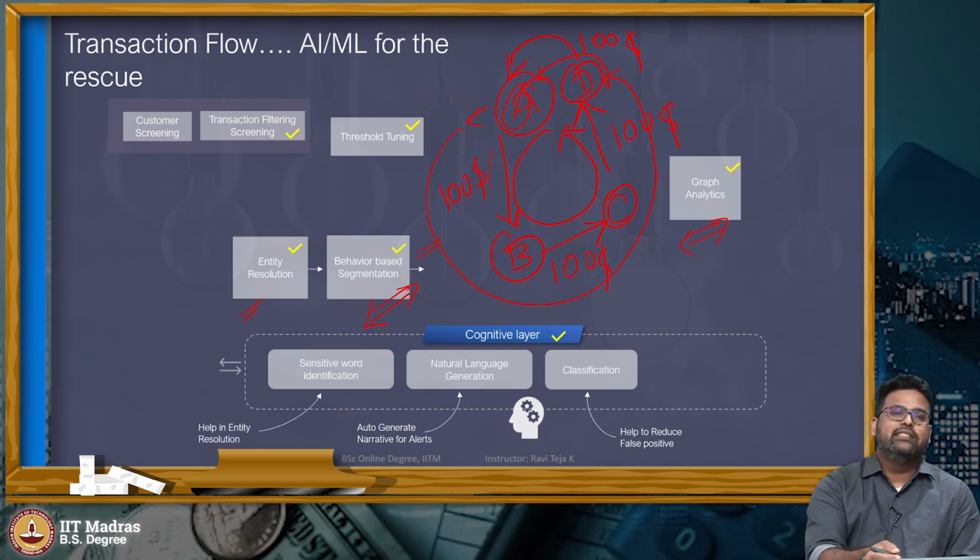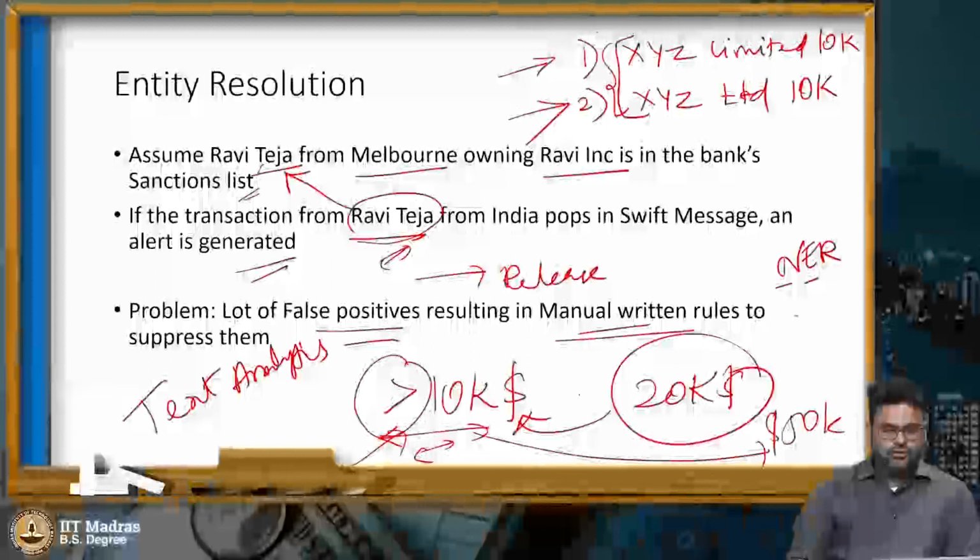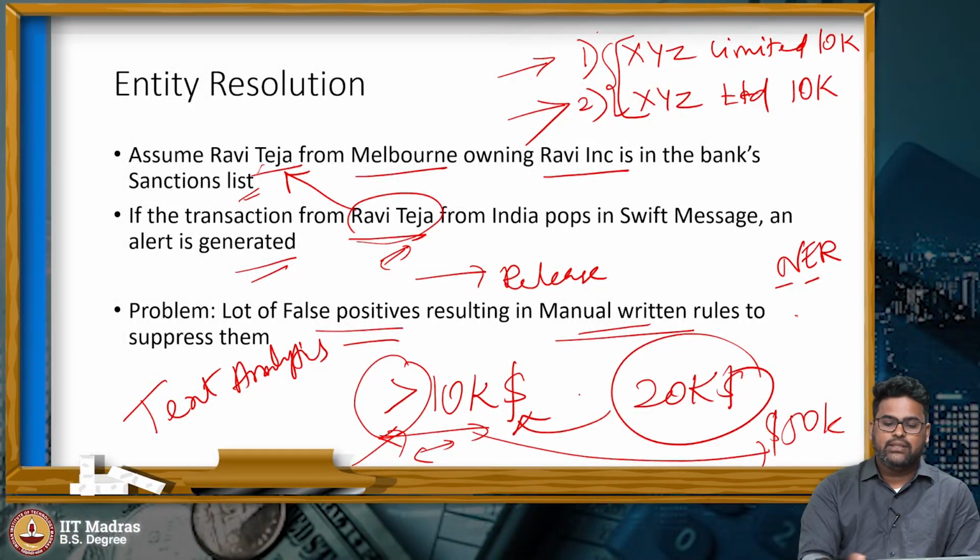Then we have the cognitive layer data science aspects, where we use sensitive word identification, which is similar to entity resolution, identifying whether any sensitive words are present in the transaction. And we have natural language generation techniques for the reports which the banks or financial institutions have to submit to the regulators on a periodical basis. Most of them are automated using NLG. And we have a basket of classification models which are in place. So where essentially are these classification models getting used? For the entity resolution case itself, as you can see, there are a lot of false positives coming out, as discussed earlier.